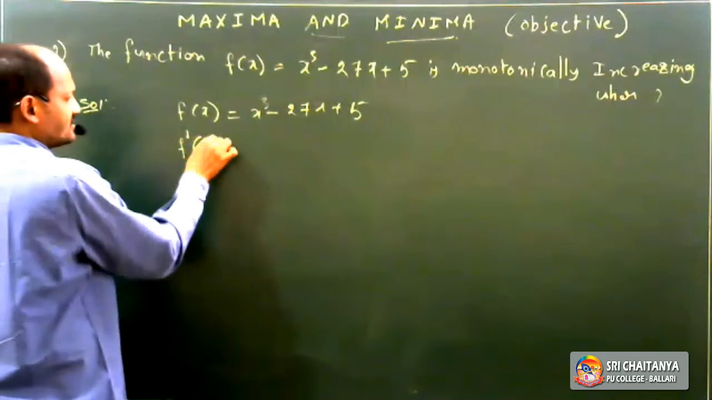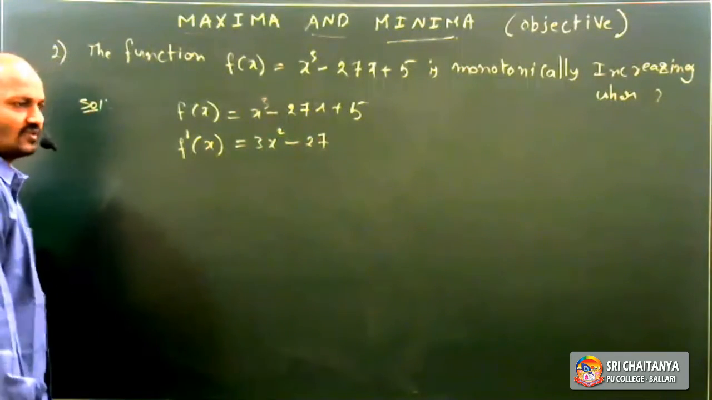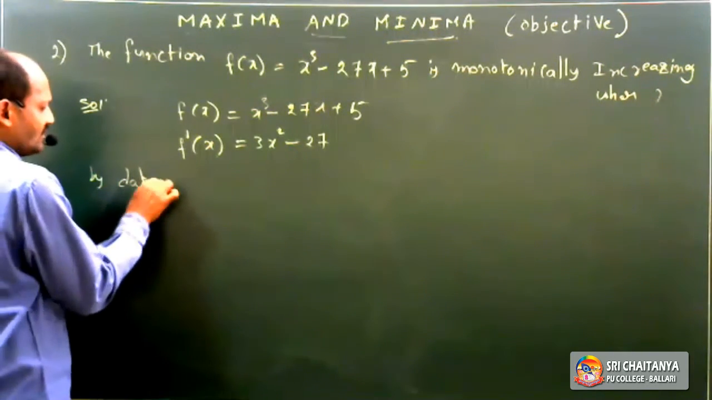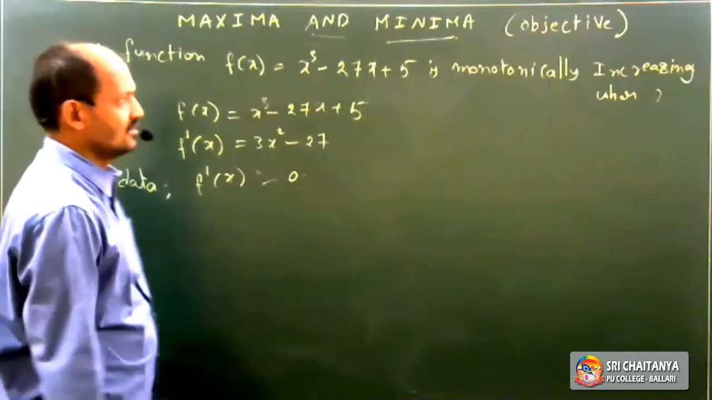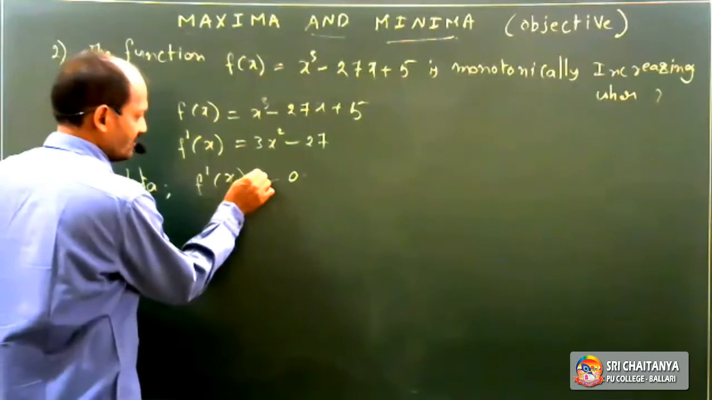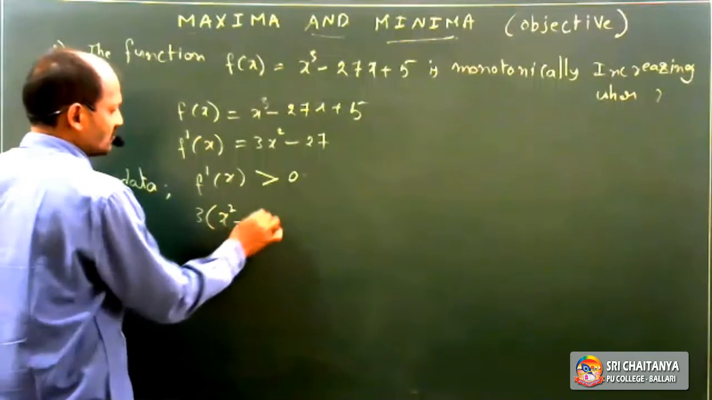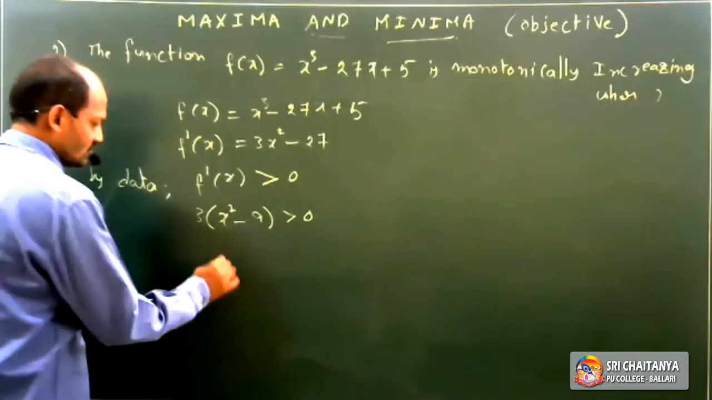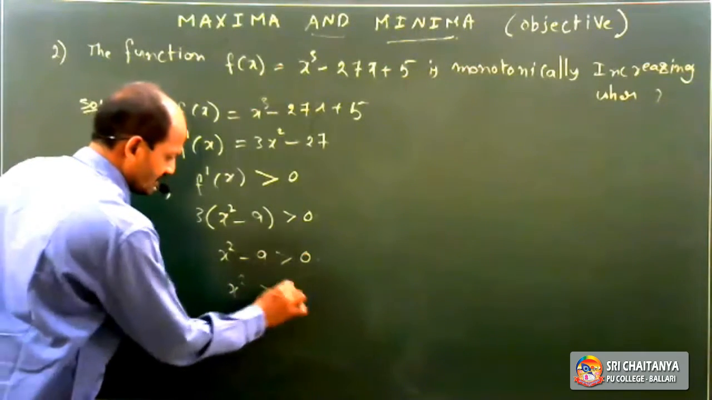First derivative f dash of x is 3x square minus 27. So it is monotonically increasing. So by that, first derivative is greater than 0. It is a monotonically increasing function. That means first derivative is greater than 0. What about first derivative? It is 3x square minus 27. So it is x square minus 9 greater than 0. x square is greater than 9.